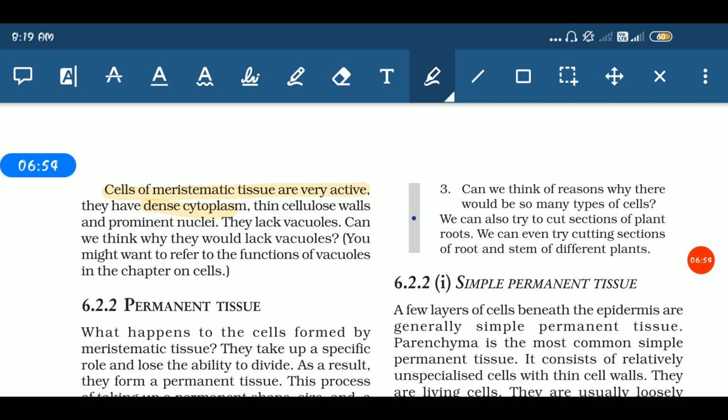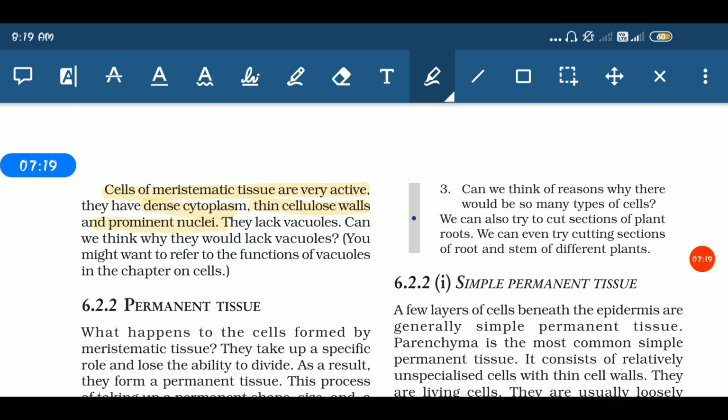Students also know that meristematic cells are very similar in structure. अब ये similar in structure क्यों है? Because they are unspecialized cells, उन्हें कोई भी function अभी तक assign नहीं हुआ है. So they are similar in structure, consisting of dense cytoplasm. Cells are very active, they have thin cellulose walls and prominent nuclei.